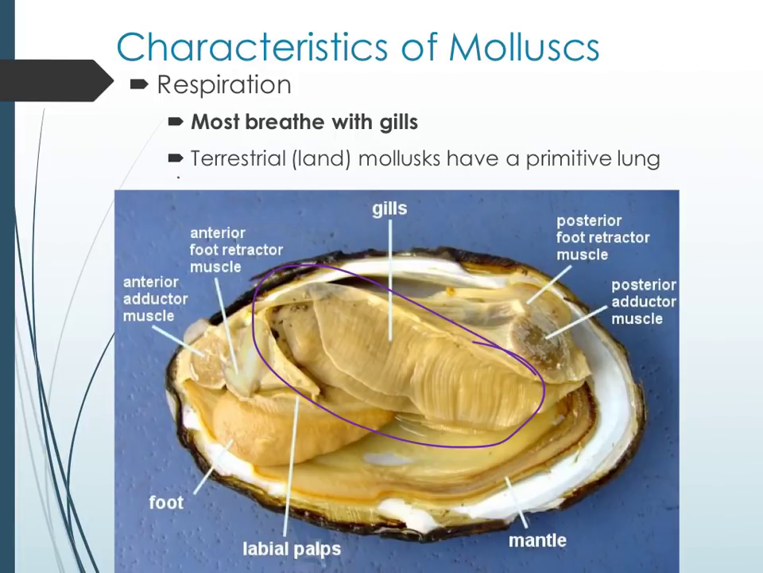And we see here there are some land mollusks like slugs and snails that have a primitive lung, which is going to be able to pull oxygen from the air like we do.